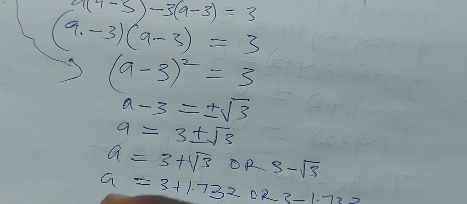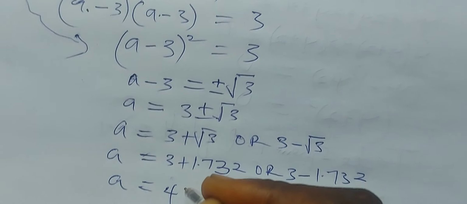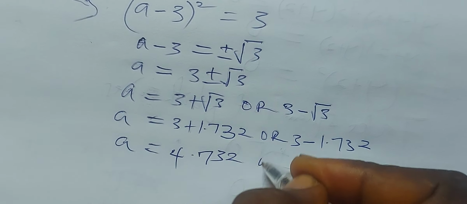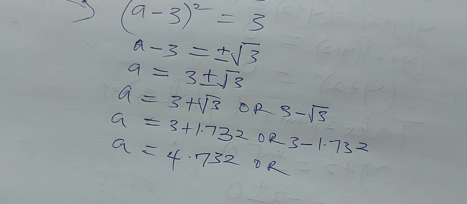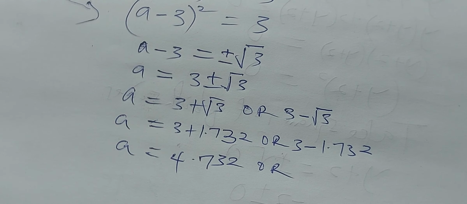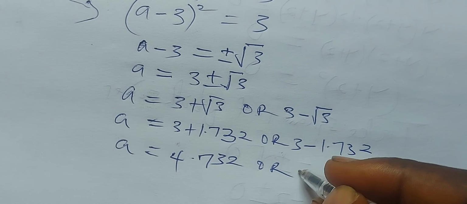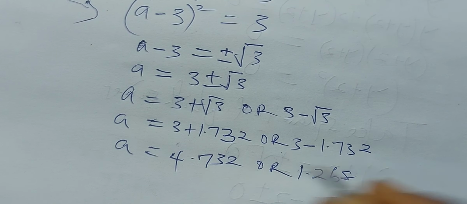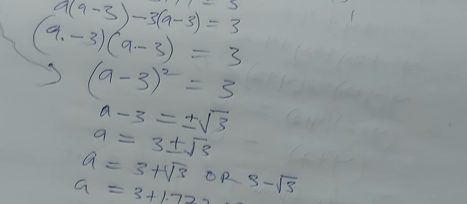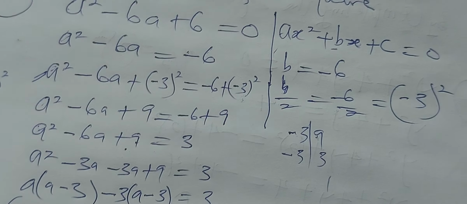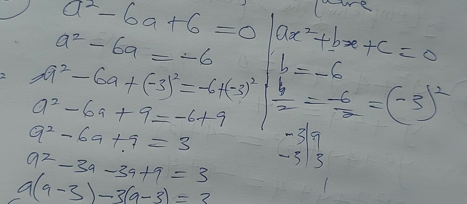Okay, so when you solve this, you have a is equal to 4.732, or 3 minus 1.732 gives you 1.268. This is your answer. So go over it. In either way, you will still have the same solution. Okay, see you next.